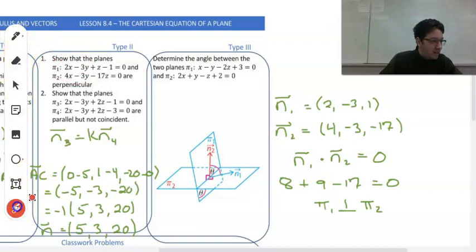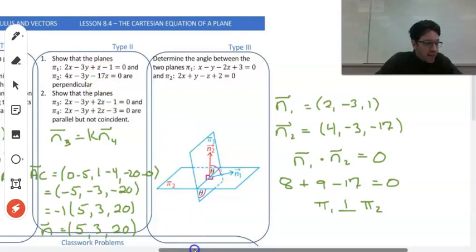Now, take it one step forward and look at their constants. Their constants are different. If their constants are different, then they are not coincident. If they were the same, then they would be the exact same equation and the exact same plane. So they would be coincident. So in this case, yes, they are parallel, but they are not coincident.